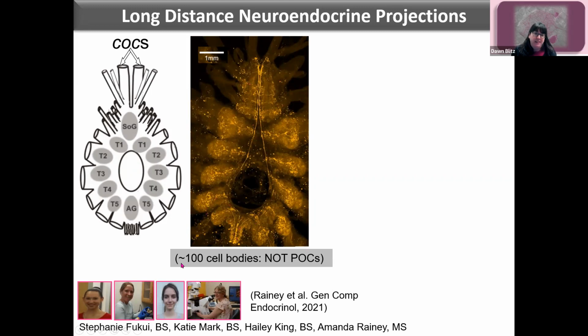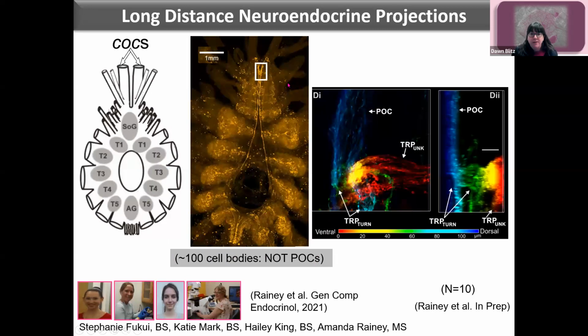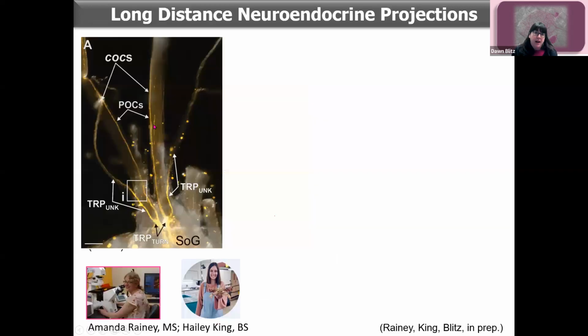And Amanda painstakingly went through the whole ganglion and found about 100 cell bodies, none of which connect to these axons. So it looks like the POC cell bodies are not in the thoracic ganglion. But when she looked more closely with her amazing confocal skills, when the POC axons come in, they turn. This is a 90-degree rotation. So you can see the axons coming in, and they branch and make this turn here. They come in from the commissural ganglia, into the TG, the thoracic ganglion. They immediately turn and head right back out another nerve.